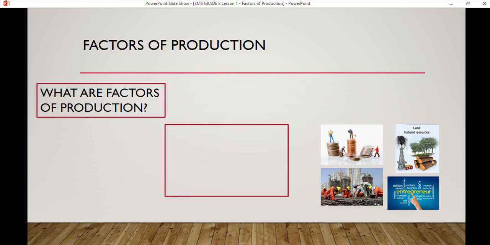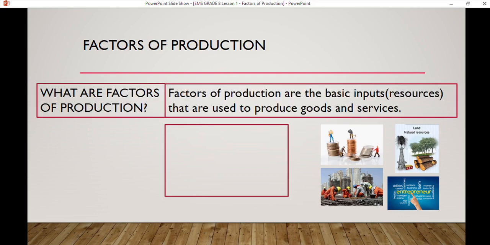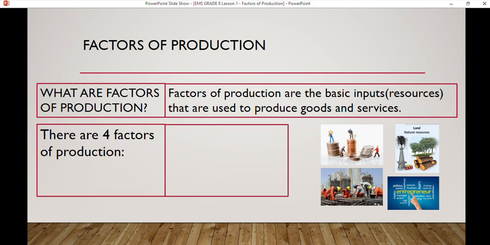So first, what are factors of production? Factors of production are the basic inputs, your resources, that are used to produce goods and services. Okay, there are 4 factors of production. What are they? Quickly go with me. The first one is capital, then labor, natural resources, and entrepreneurship. Alright, these are your basic foundation building blocks that you need to understand. So we're going to discuss each one in detail, and today we're going to focus on capital.